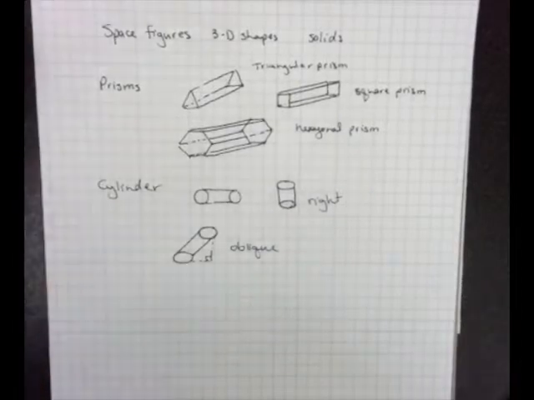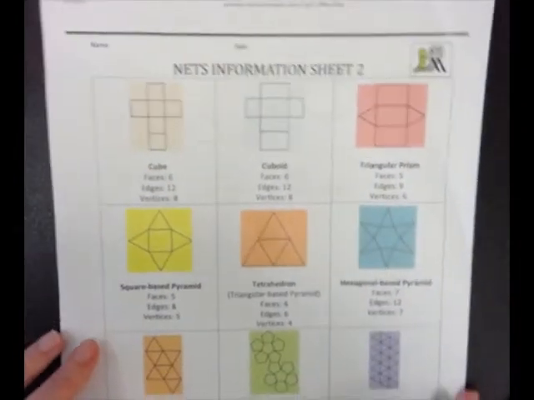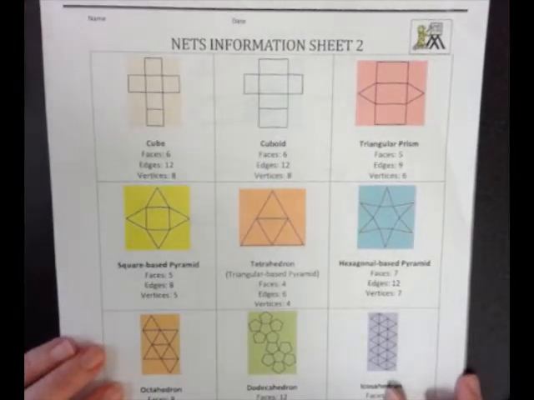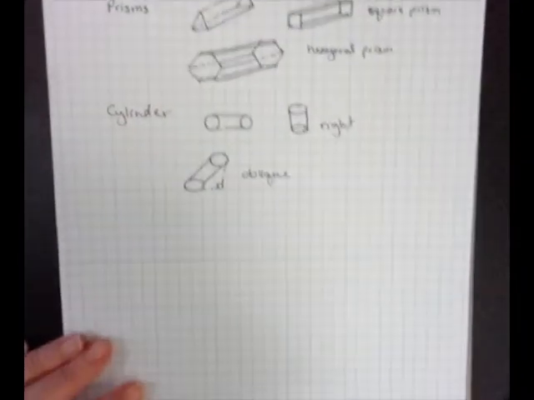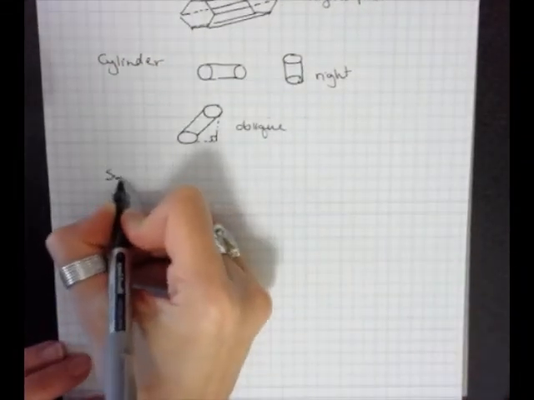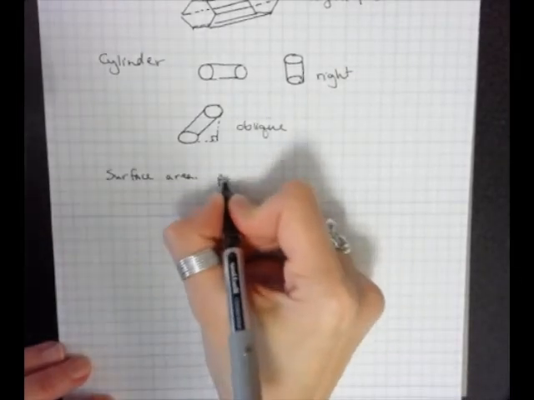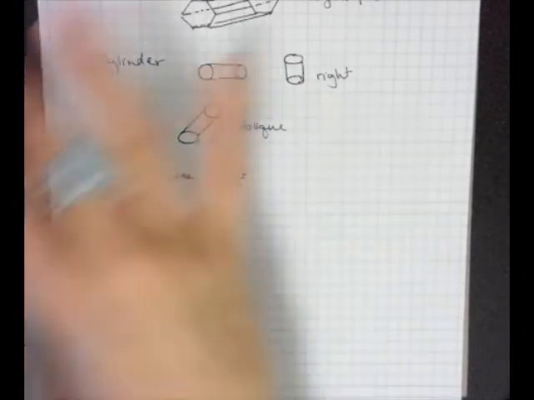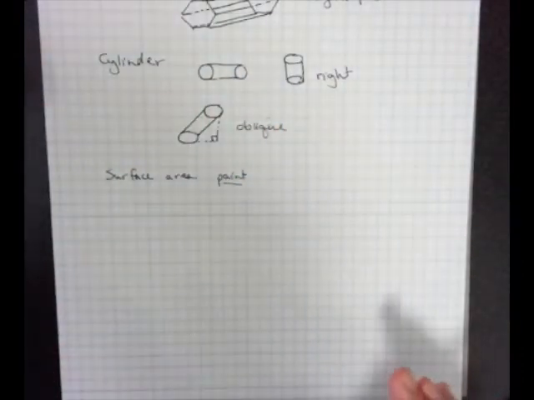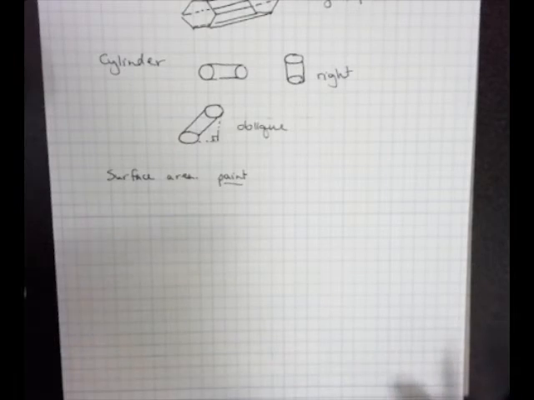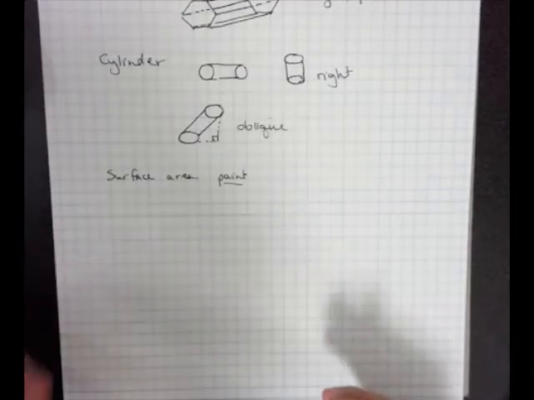All right, so we ended with looking at something called a net, right? And the net is going to help us figure out something called the surface area of the three-dimensional shape or of the cylinder. And basically, let's remember that the surface area is almost like how much paint we need to paint all the surfaces of this solid, all right? So painting or wrapping or something like that.